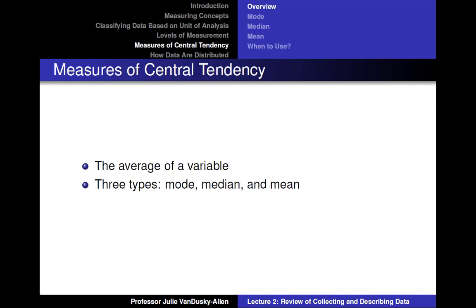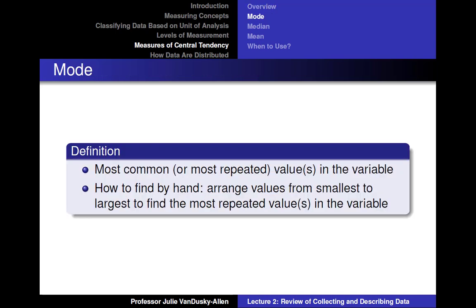Next, I'm going to show you how to use basic statistics to describe data. First, I will discuss measures of central tendency. Central tendency is just another way of saying the average or typical case of a variable. There are 3 measures of central tendency: the mode, median, and mean. The mode is the most common or most repeated value in the variable.